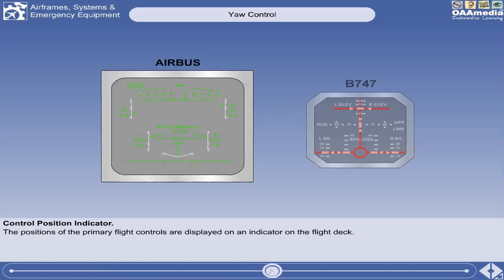The electronic indication on the Airbus Electronic Centralized Aircraft Monitor, ECAM, on the other hand, is able to display a wealth of information. The letters beside the individual surface indicators show the status of the hydraulic systems operating the surface. They are normally green, but change to amber in the case of a failure. In this graphic, the blue hydraulic system has failed.